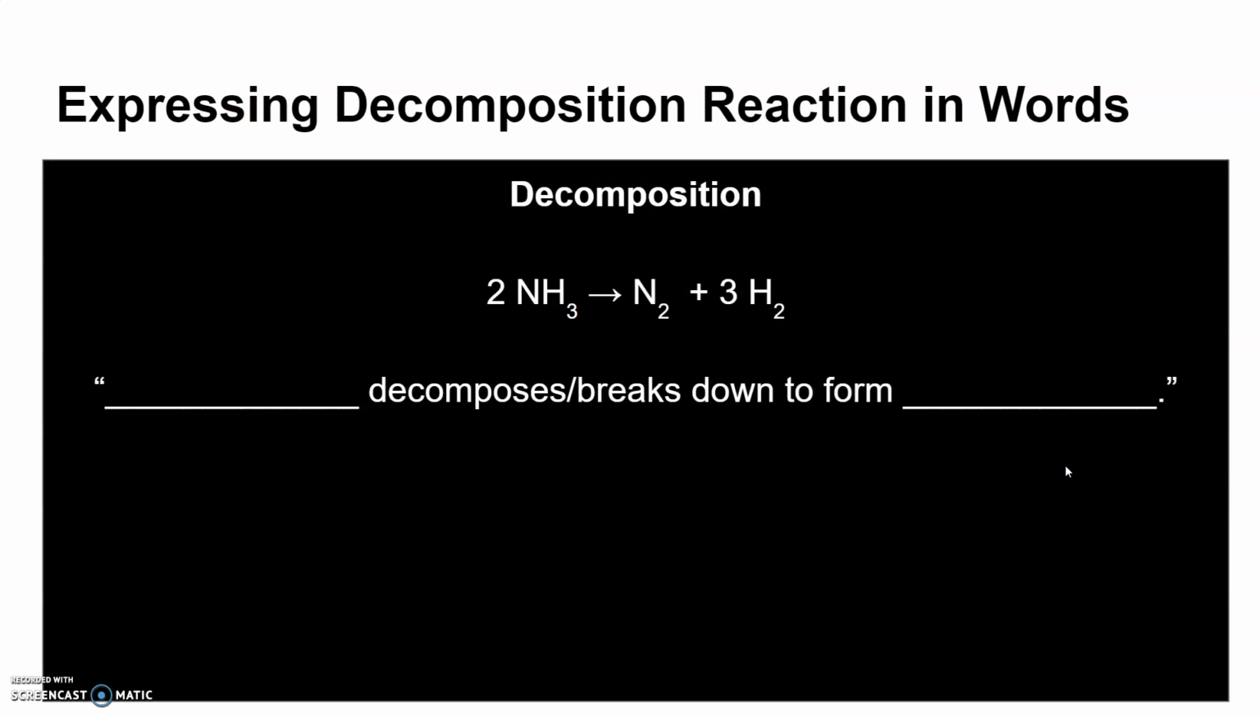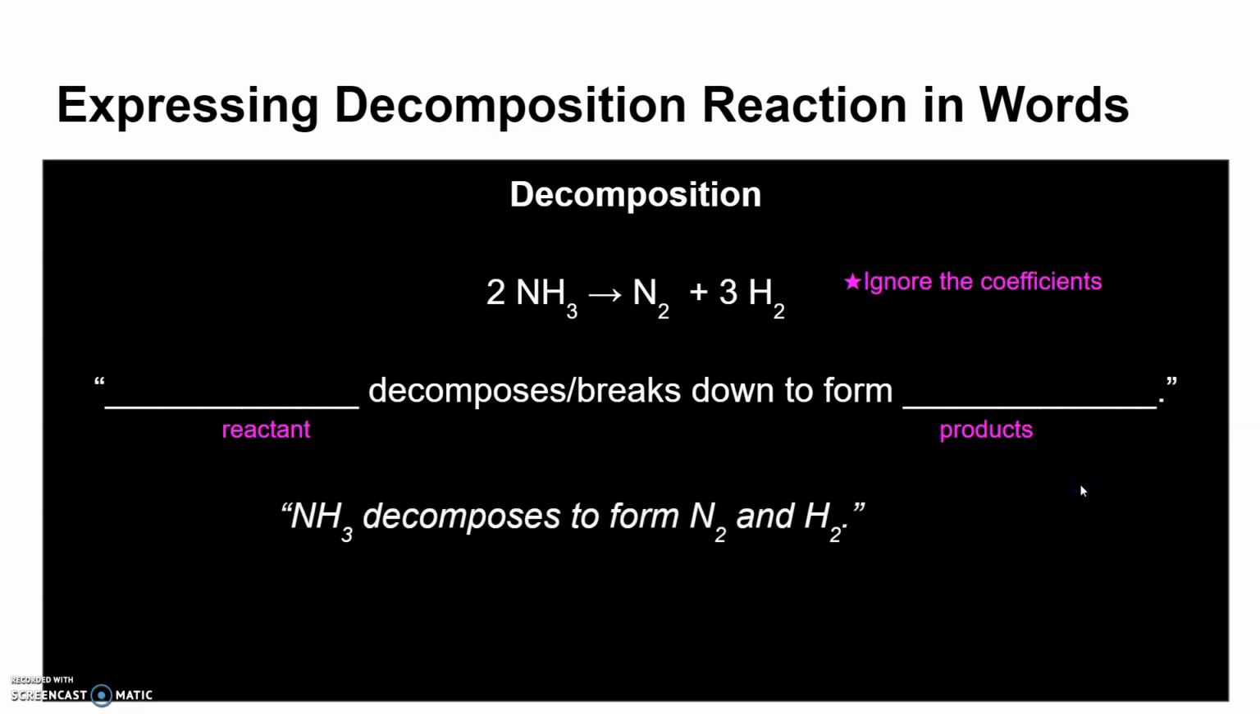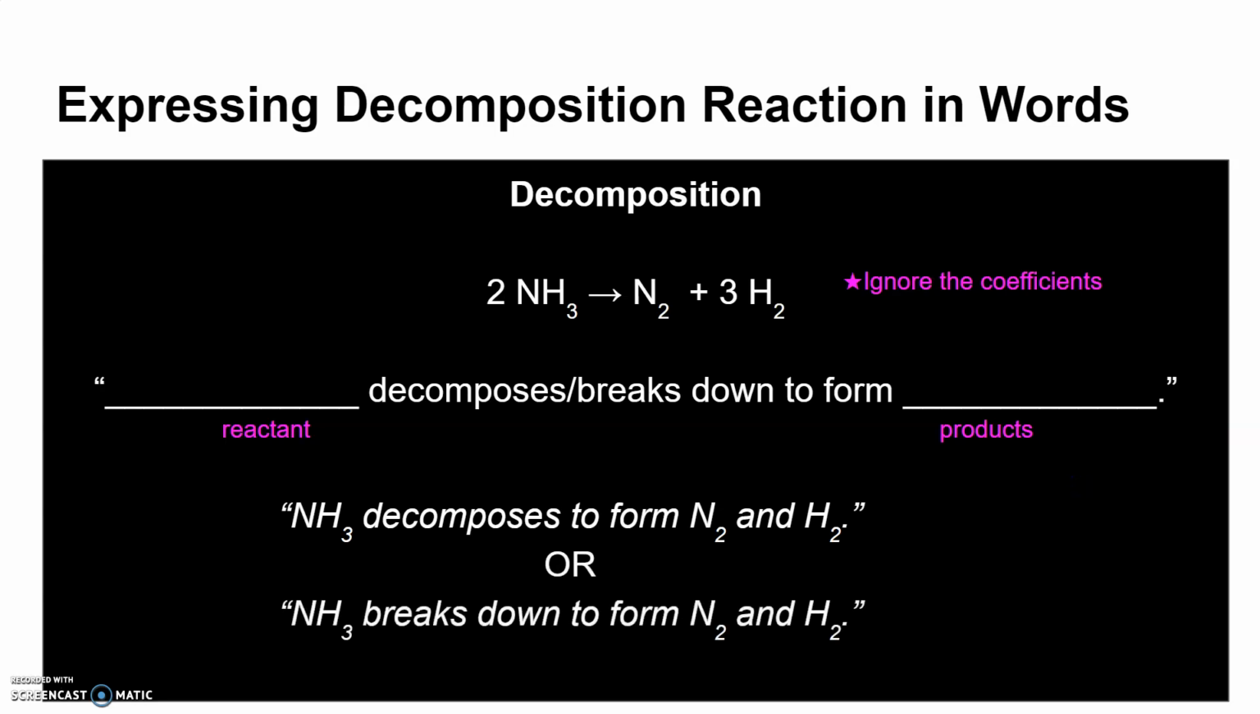Decomposition does something different. Instead of combining things, reactants break down. So how would we express that? Well, in this case, we would say the reactant, whatever it is, decomposes or breaks down to form whatever the products are. So for this example, we would say NH3 decomposes to form N2 and H2. Or we could say NH3 breaks down to form N2 and H2.